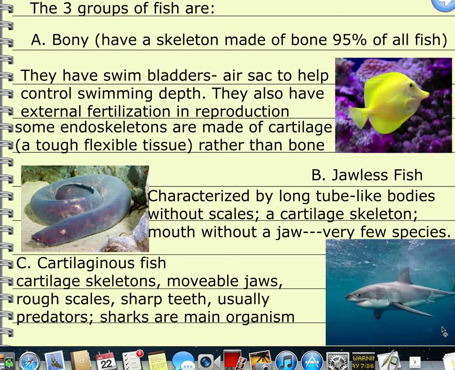Now, there's cartilaginous fishes, the most famous of which is a shark. There's no bones in a shark, really. These are all cartilage. Much softer than that bone. They do have the movable jaws, and they have rougher scales. Usually these have sharp teeth because they're very big predators. And like I said, the shark is the main one that you're going to be familiar with.